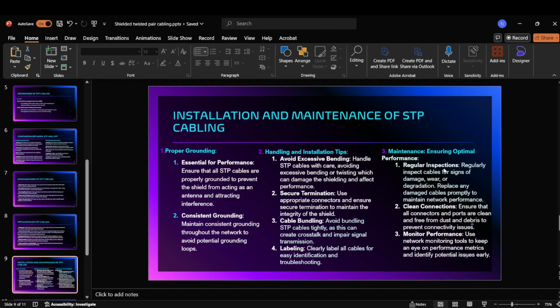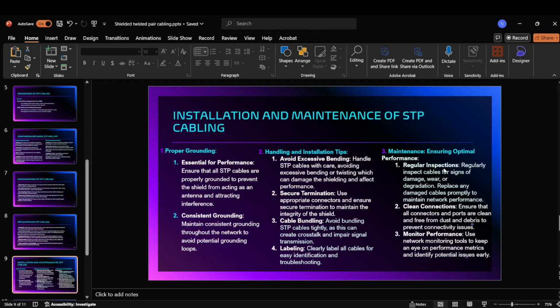Next, the installation and maintenance of STP cabling. The first thing is proper grounding, essential for performance. Ensure that all STP cables are properly grounded to prevent the shield from acting as an antenna and attracting interference. Next is consistent grounding. Maintain consistent grounding throughout the network to avoid potential grounding loops.